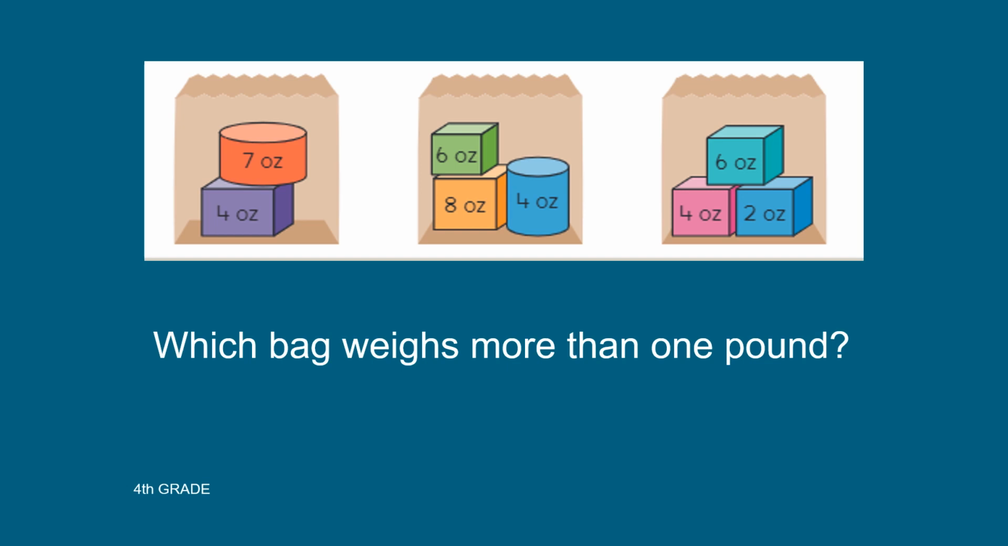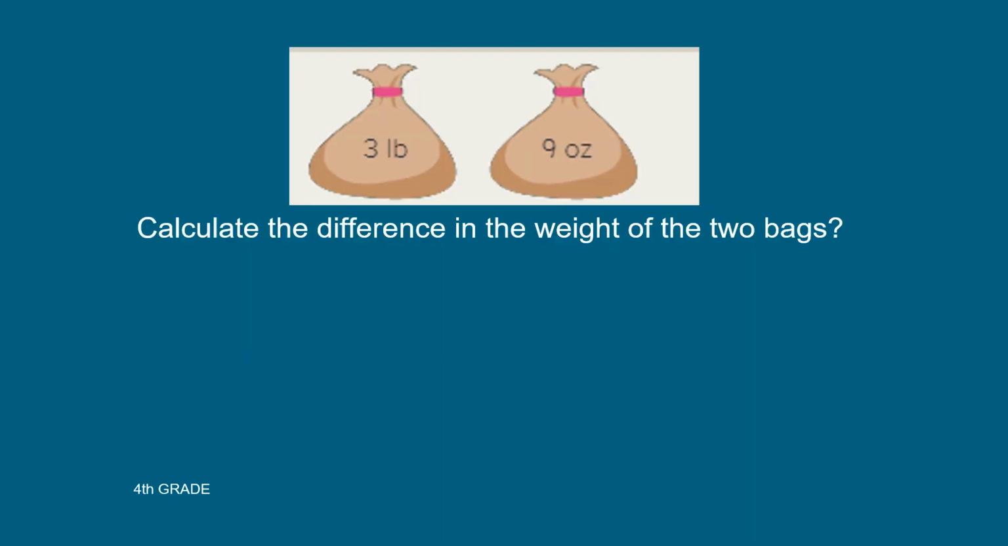Which bag of groceries weighs more than 1 pound? This bag of groceries weighs 18 ounces, which is more than 16 ounces or 1 pound. Calculate the difference in the weight of the 2 bags.